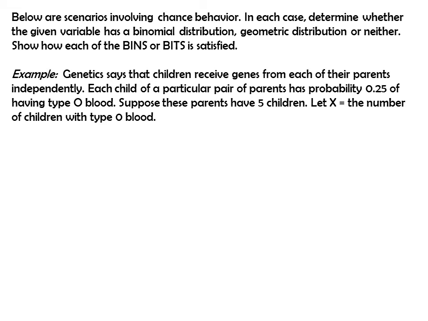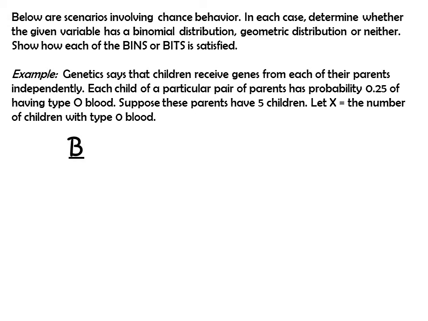So below are scenarios involving chance behavior. In each case, determine whether the given variable has a binomial distribution, geometric distribution, or neither. Show how each of the BINS or BITS is satisfied. So our example is, genetics say that children receive genes from each of their parents independently. Each child of a particular pair of parents has probability of 0.25 of having type O blood. Suppose these parents have 5 children. We're going to let X be the number of children with type O blood.